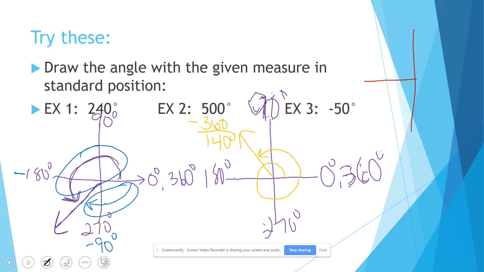Example 3. It's negative 50, so we're going clockwise. So we have 0, negative 90, negative 180, negative 270. And so negative 50 is over here in quadrant 4, about right there for our terminal side. And then we draw this to show that we are going negative.